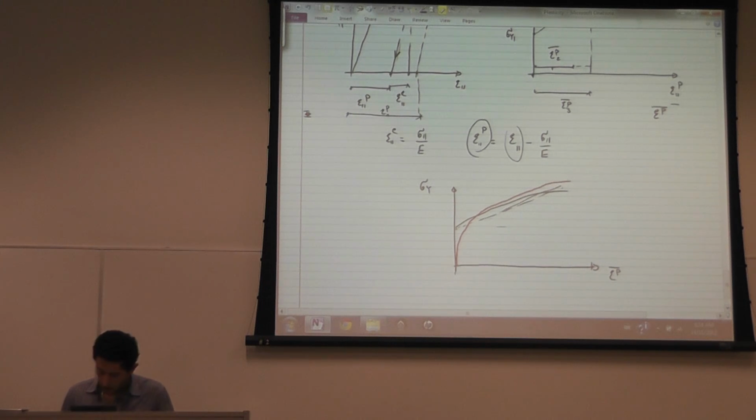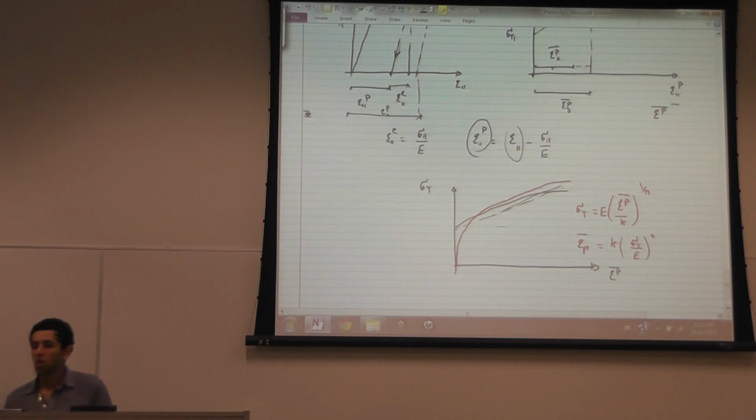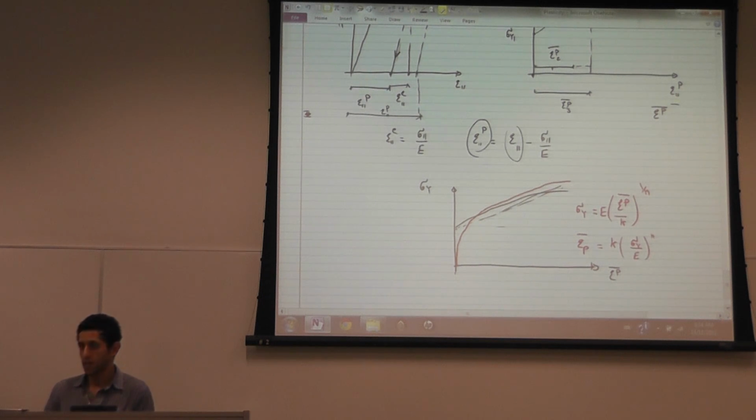This red curve, sigma yield, is equal to epsilon P bar over K, to the power 1 over N, or epsilon P bar is equal to K times sigma yield over E, to the power N, where N and K are constants that you obtain from curve fit.